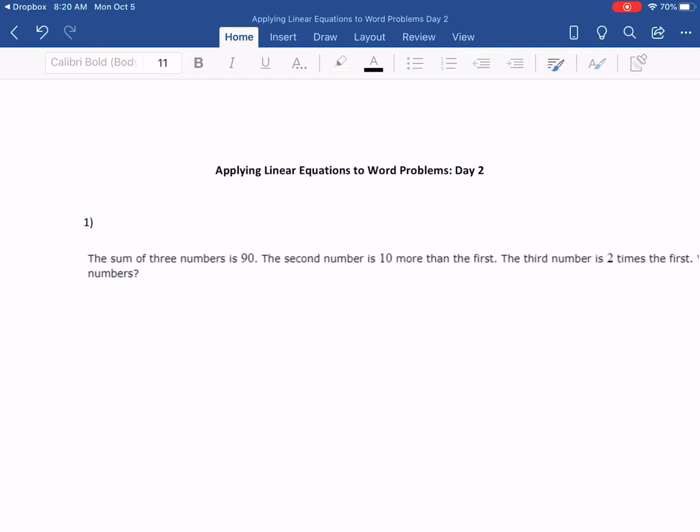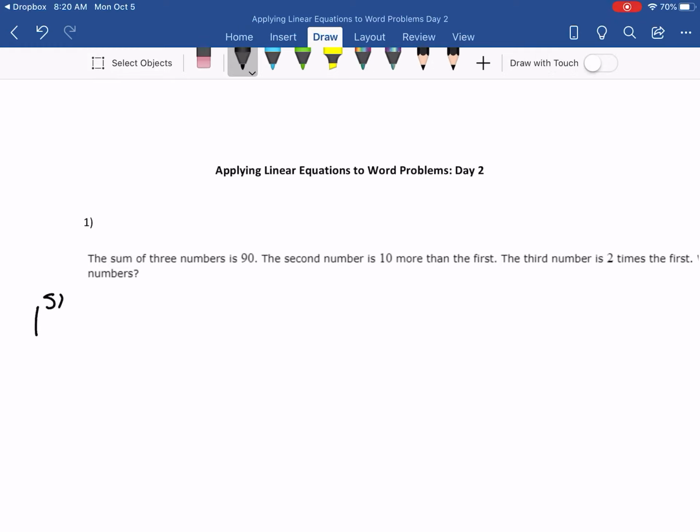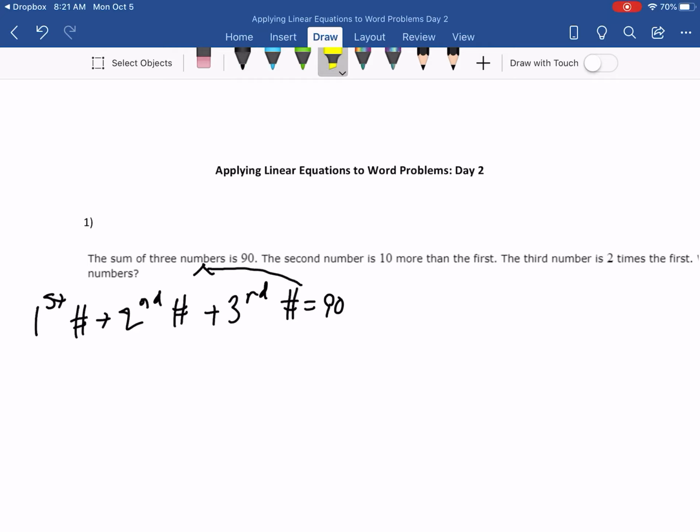The sum of three numbers is 90. So I know the first number plus second number plus a third number equals 90. Okay? That's from the first sentence, right? So instead of keep writing out first, second, third, I'm going to call the first one x, second one y, and the third one z equals 90.